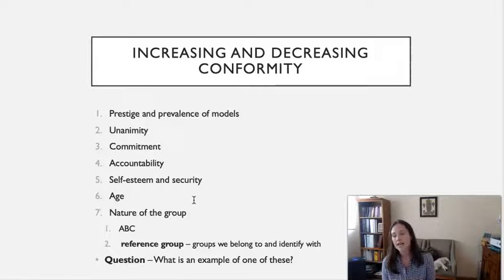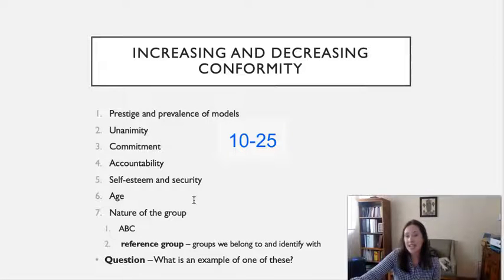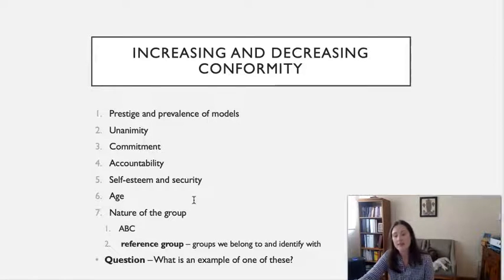Another factor is age, and there's an age range where you have your highest conformity. So the age range is 10 to 25. If you are below 10, you're just kind of oblivious. If you're above 25, you don't care as much what people think, you're less likely to conform. So there's a couple of experiments connected with this.